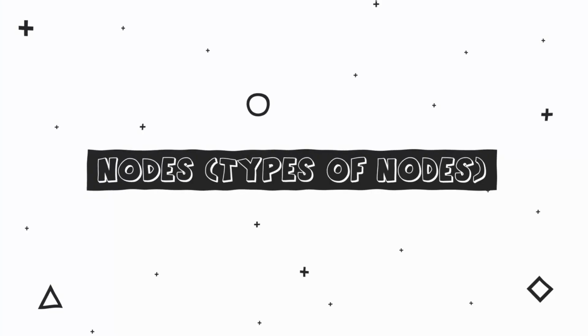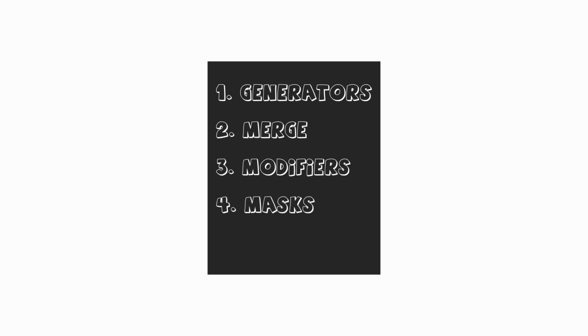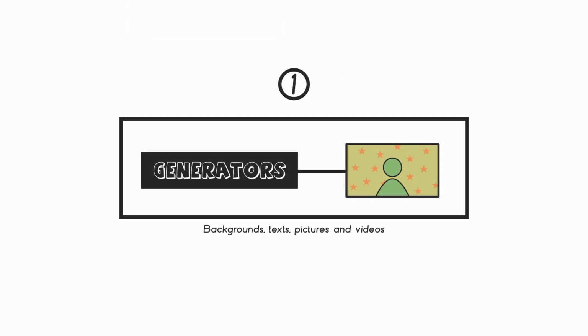Now we are going to talk about nodes, which are the main building blocks in Fusion. To make this easier for a beginner, we are going to classify nodes into 5. This is not a standard classification but a personal one, just to make things easier. They are: 1. Generators. 2. Merge. 3. Modifiers. 4. Masks. 5. Media out.